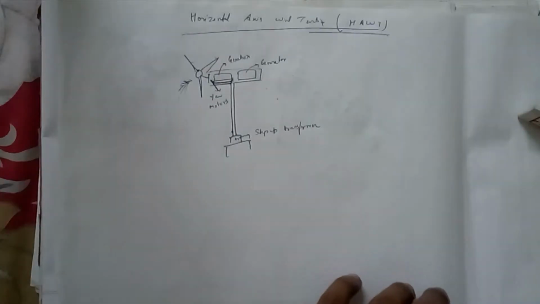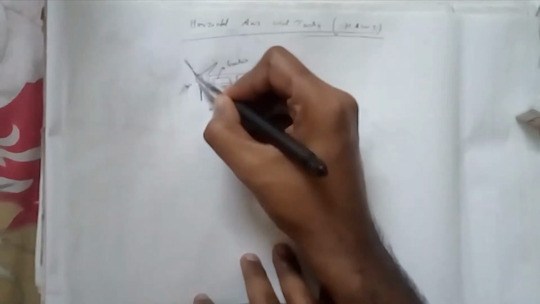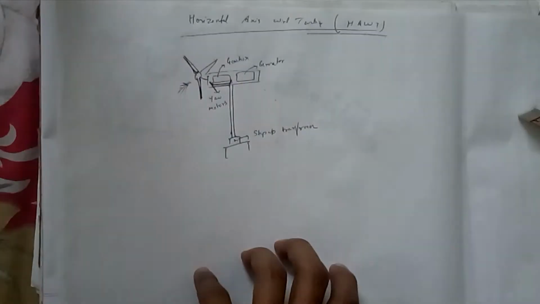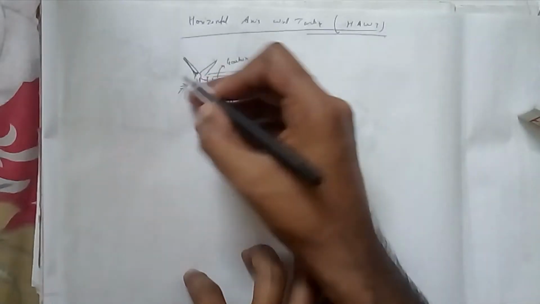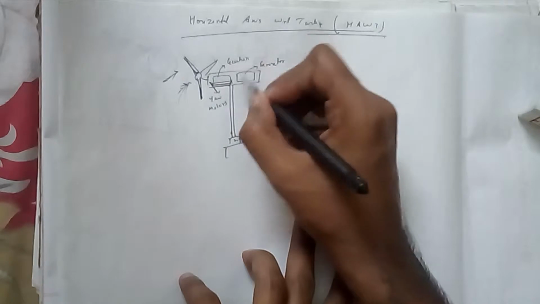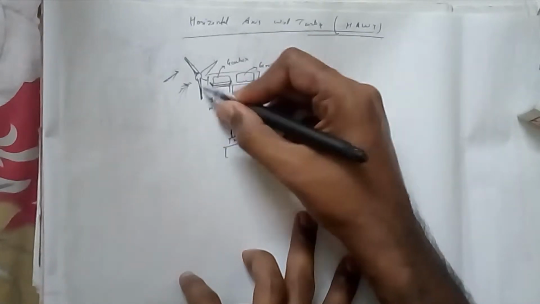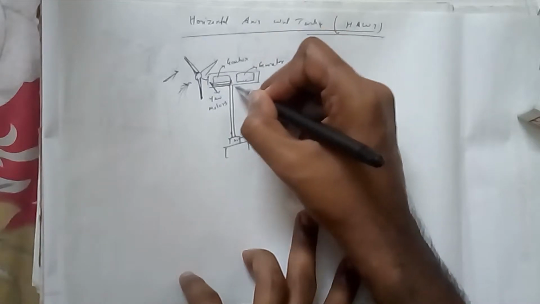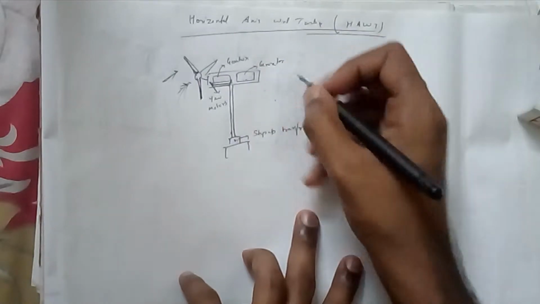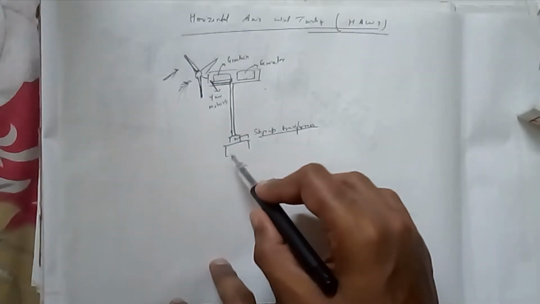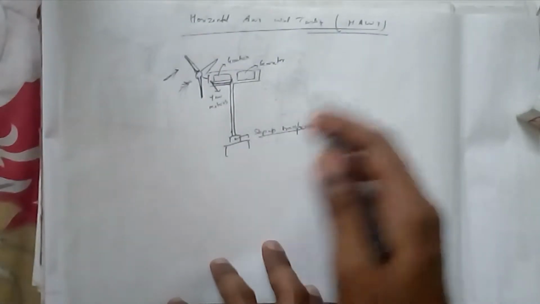Now these are the three blades of that wind turbine. What happens is when air strikes, they move, and there is a generator. By this rotation, this generator produces electricity. This electricity is given down to the step up transformer, and from there we do whatever we want.